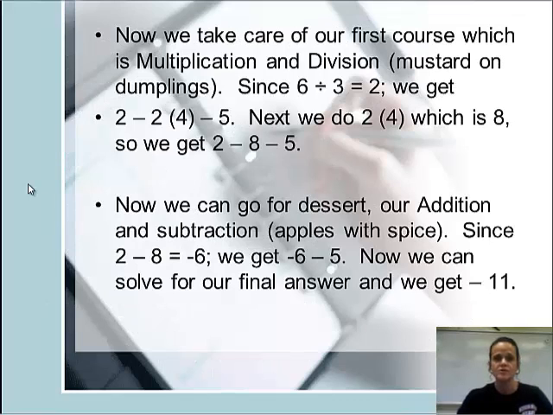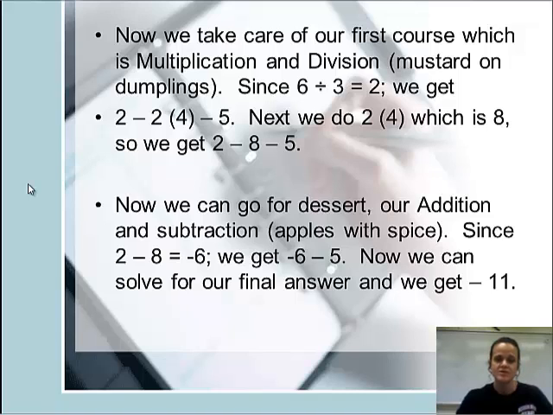Now we're going to take care of our first course, which is multiplication and division. Mustard on dumplings, remember? Since 6 divided by 3 equals 2, we get 2 minus 2 times 4 minus 5. Next we'll do our 2 times 4, which is 8, so we get 2 minus 8 minus 5.